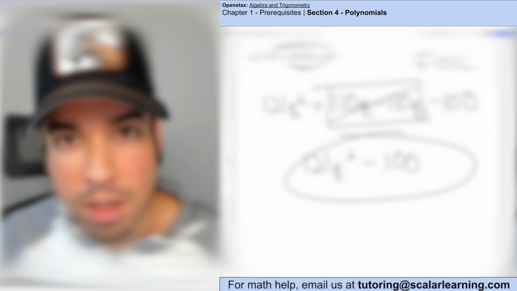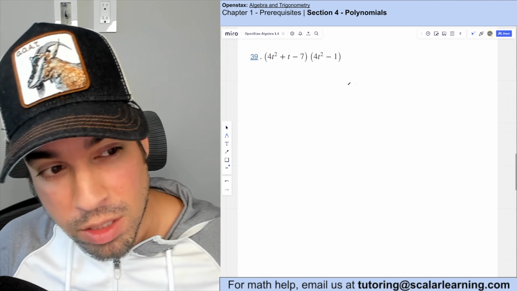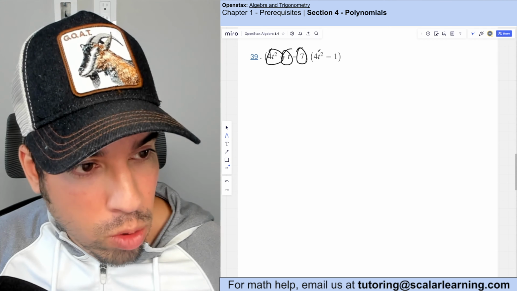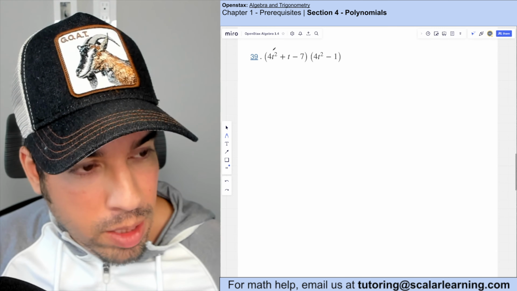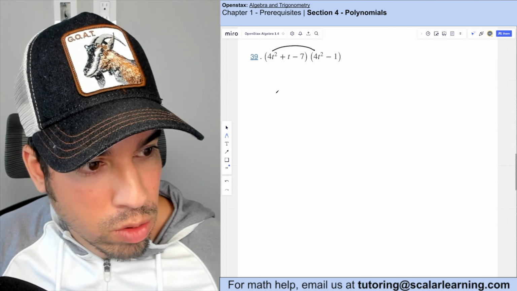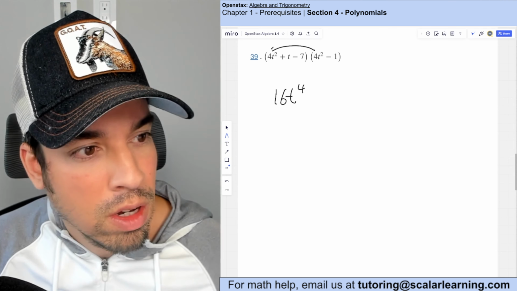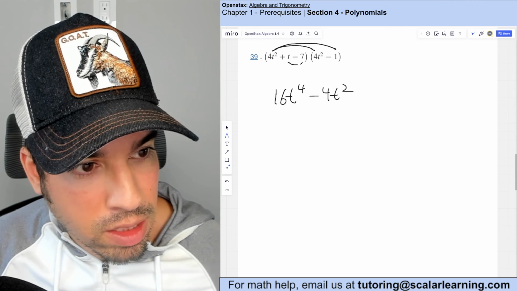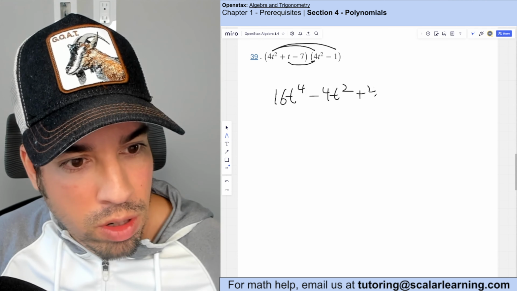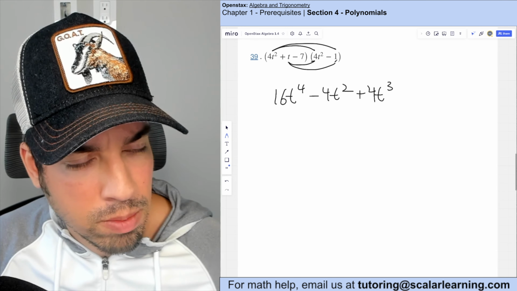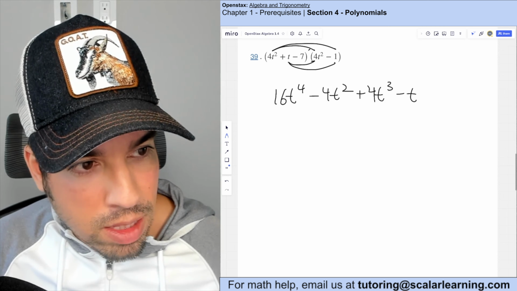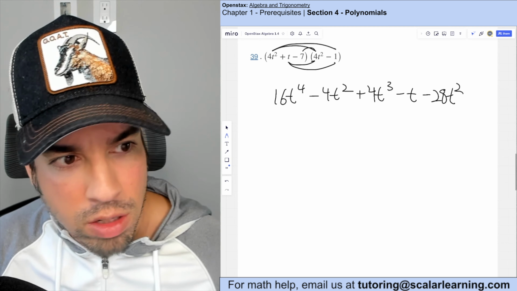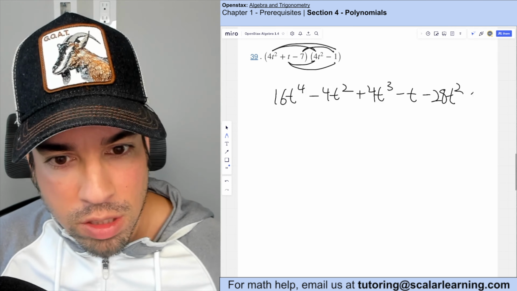Boom, done. So now we are doing the same process as foiling, but it's a trinomial times a binomial. So I'm going to show you how to execute here. Each one of these terms is going to multiply each one of these terms. So I'll start by doing 4t squared times 4t squared, which is 16t to the fourth. Then 4t squared times minus 1, which is minus 4t squared. Then t times 4t squared, which is 4t cubed, then t times minus 1, which is minus t. Last but not least, I'm going to do negative 7 times 4t squared, which is minus 28t squared. And then negative 7 times negative 1, which is positive 7.